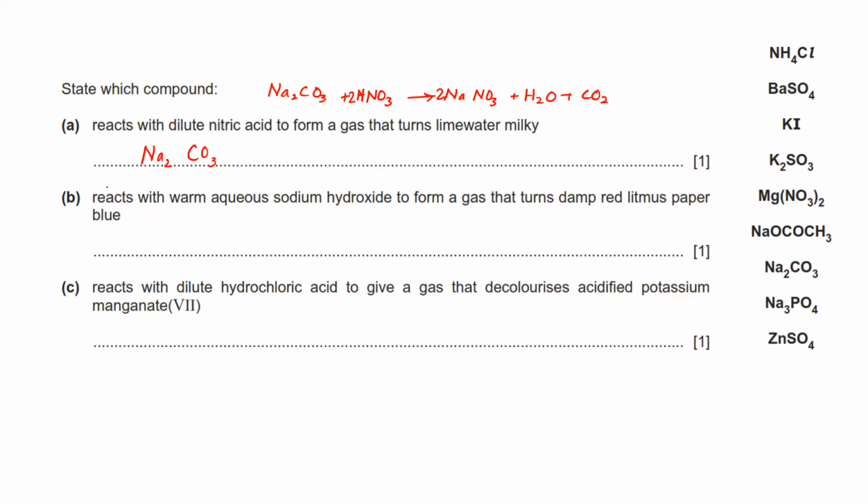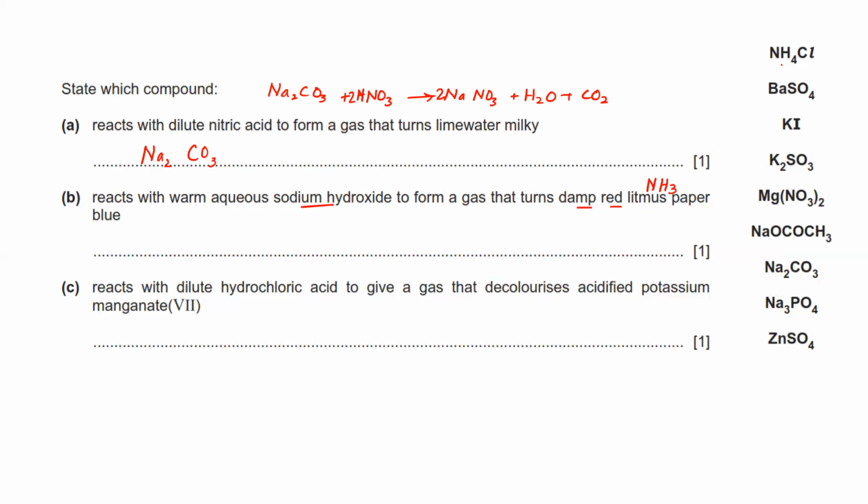Then remember part B, state a compound that reacts with warm aqueous sodium hydroxide to form a gas that turns damp red litmus paper blue. So remember, a test for an acid is blue litmus turning red. So this is not an acidic gas. That will be something more on the basic side. And basically, this is a test for ammonia gas or NH3 gas. So any salt that contains NH4 compounds will be the ammonium salt amongst these.